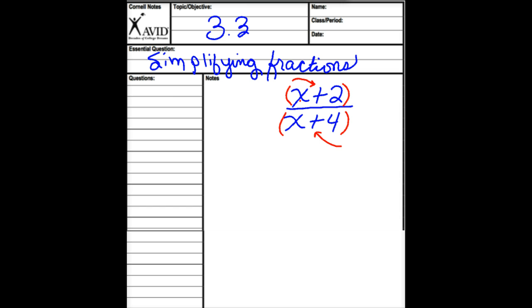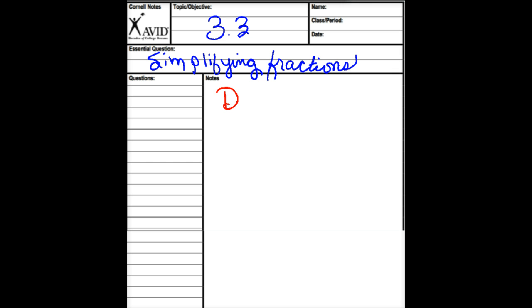Even look at this. If x was a 1, on the top is a 3, 1 plus 2, and then the bottom is a 5, 1 plus 4, and 3 over 5 does not simplify. So there's no canceling that can happen when you have the pluses and the minuses separating things. So we're going to keep that in mind.